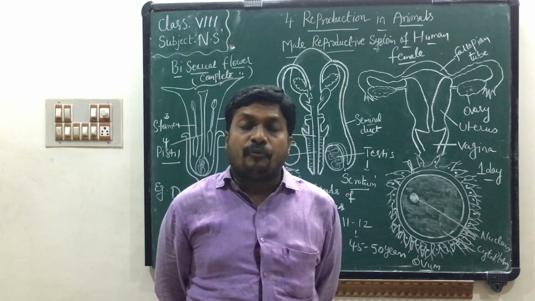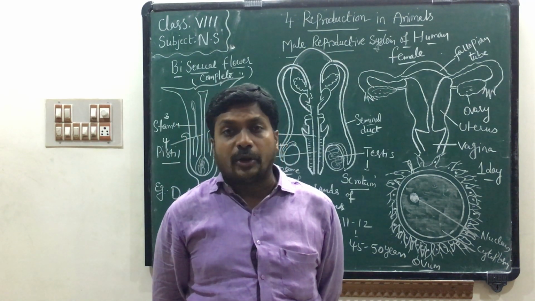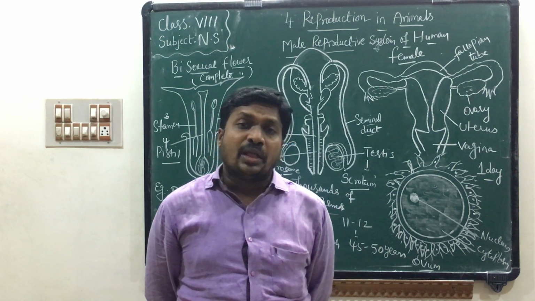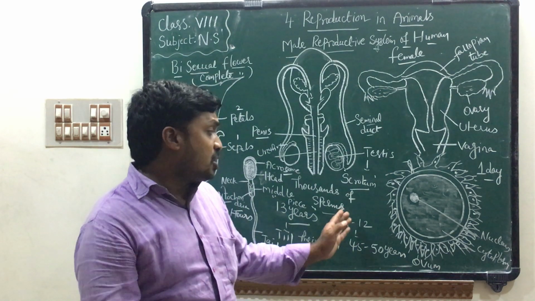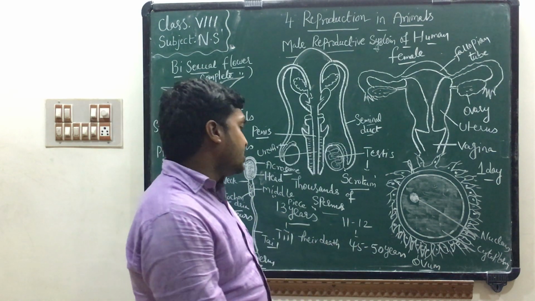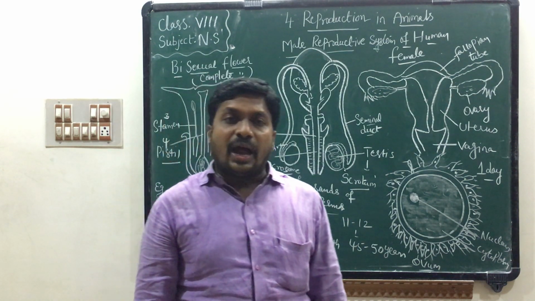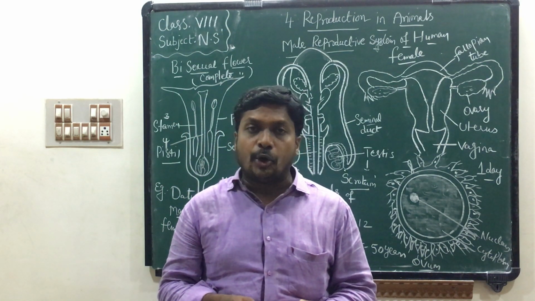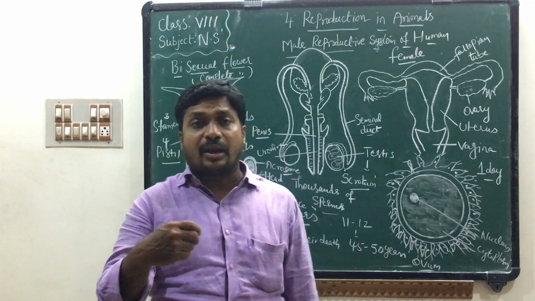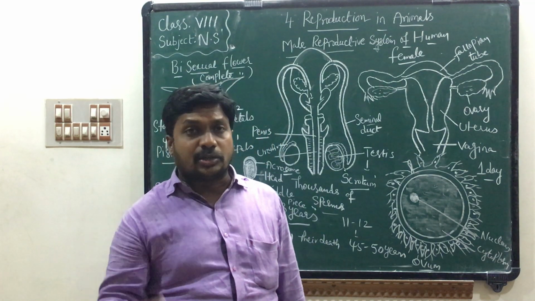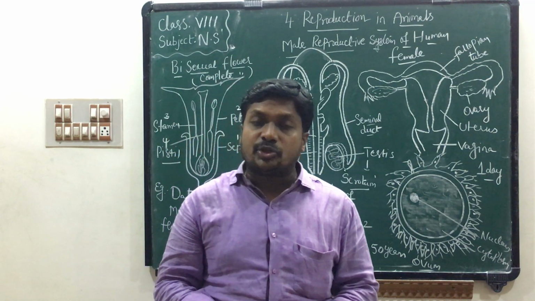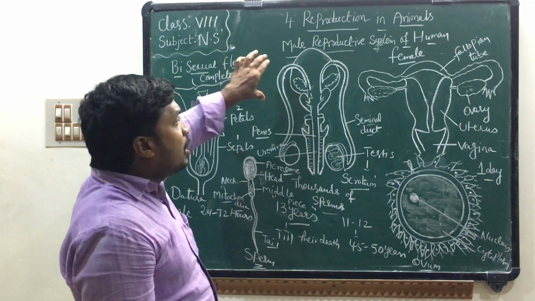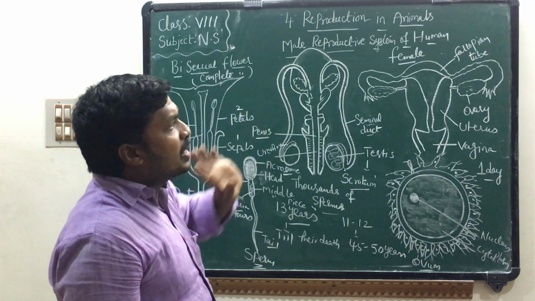Production of ovum by the female reproductive system is called ovulation. What is that? Ovulation. Ovulation starts at the age of 11 to 12 years. That condition is called menarche. And the ending stage of the menstrual cycle is called menopause. I will explain about menarche and menopause in the next class also. That is reaching the age of adolescence. So this is about the male reproductive system and female reproductive system.